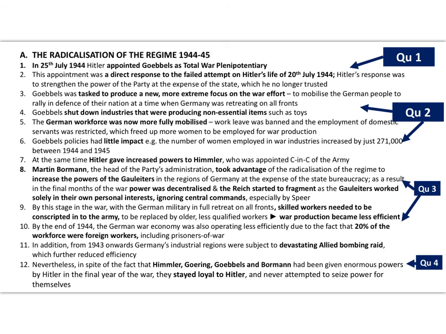In spite of all of that, these ambitious Nazis, Himmler, Goering, Goebbels, and Bormann, did stay loyal to Hitler. They never ever attempted to seize power for themselves, which is the final point there.